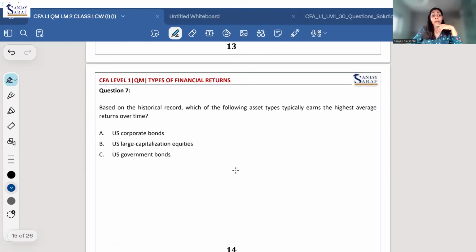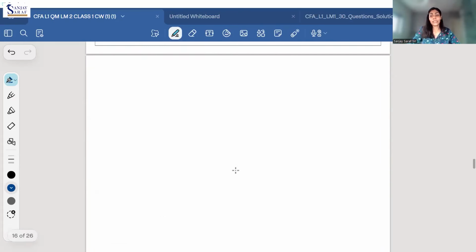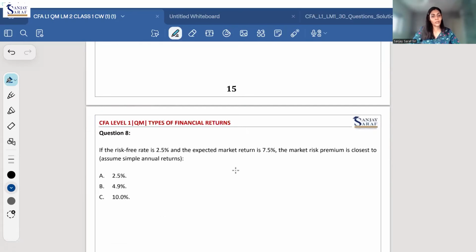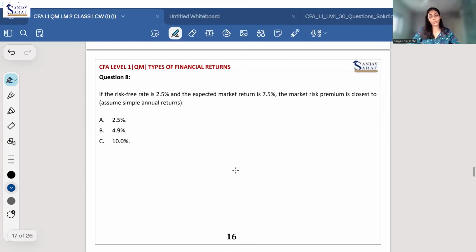7. Based on the historical record, which of the following asset types typically earn the highest average returns over time? Corporate bonds, large cap equity, government bond. B, government bond. See, I told you all, this is a chapter that it's not going to be one way. आप लोग को भी उतना ही पता होगा क्योंकि बहुत intuitive chapter है.